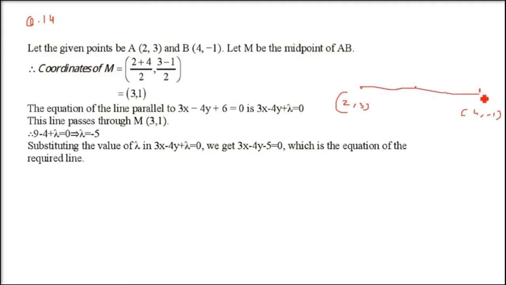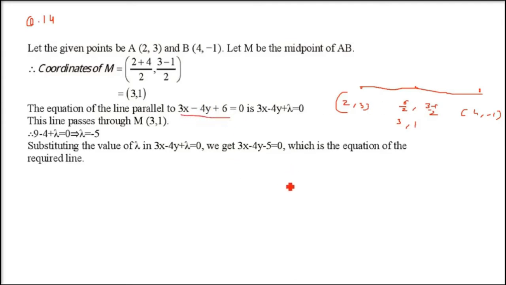So how can we find out the midpoint? We will use the midpoint formula. So the midpoint will be (2 plus 4) by 2 and (3 plus minus 1) by 2. So (2 plus 4) by 2 will be 6 by 2 and (3 minus 1) by 2, that is 2 by 2. 6 by 2 is 3 and 2 by 2 is 1. So (3, 1) is the middle point. That is the point in between.